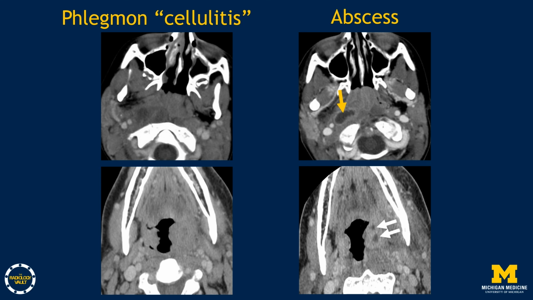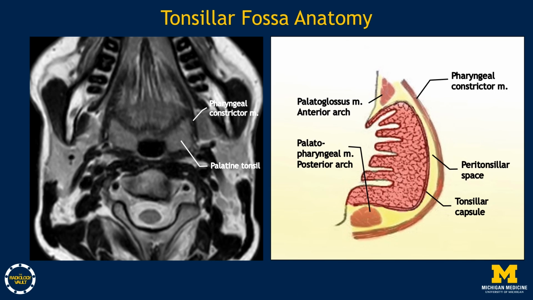On this note, let's discuss anatomy of the tonsillar fossa. The palatine tonsils are located within the oropharyngeal isthmus in the tonsillar fossa. Each palatine tonsil is bordered anteriorly by the palatoglossus muscle forming the anterior arch, and posteriorly by the palatopharyngeal muscle forming the posterior arch, as seen on the illustrative image. This is also surrounded by the tonsillar capsule.